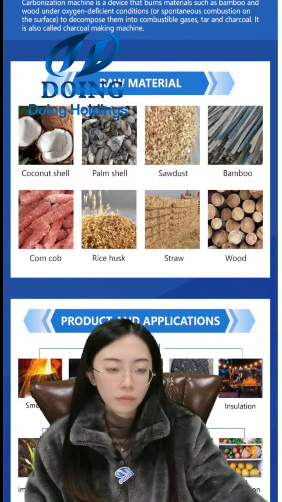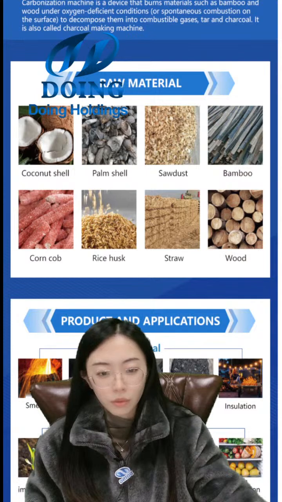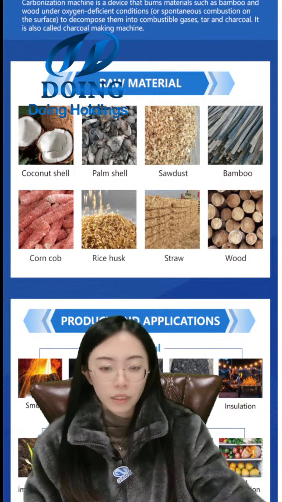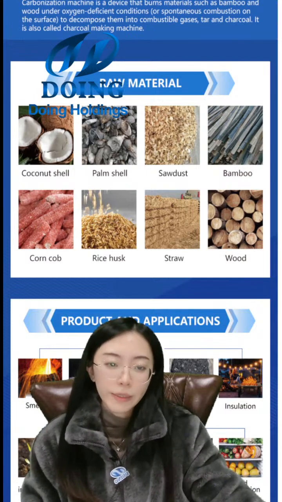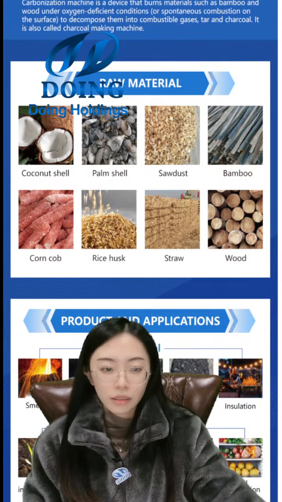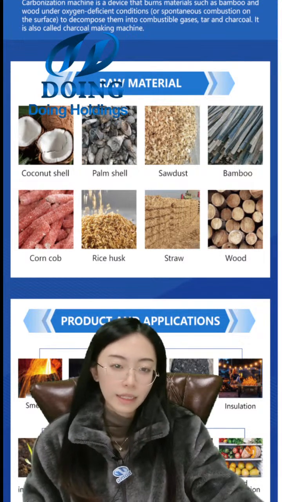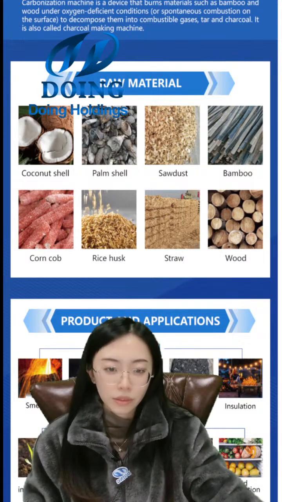And we also have other kinds of raw materials that can be processed. One of the main materials is biomass, and we also have some sludge categories, like city sludge, municipal sludge, or industrial sludge. And we also have some rubbish that we can process, like electronic waste, solid waste, and some hazardous waste. We can also use this carbonization furnace to process them.